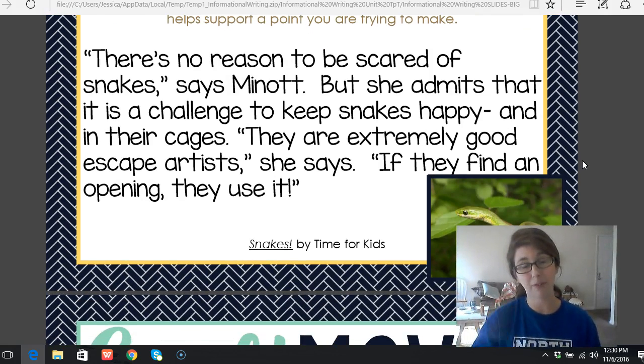Hopefully you've come up with 3 different ways that you can conclude your writing, and make sure you write it as a part of your homework assignment. Thanks.